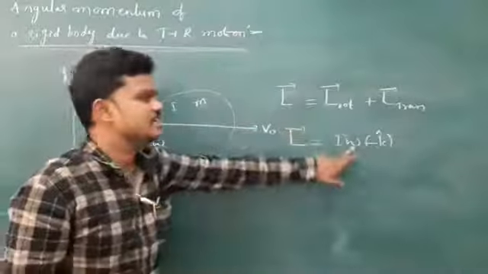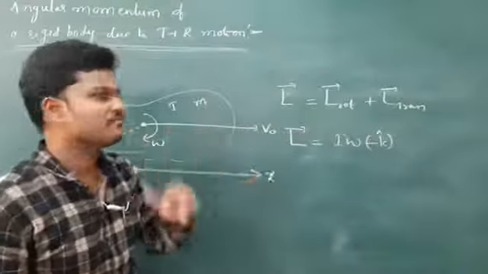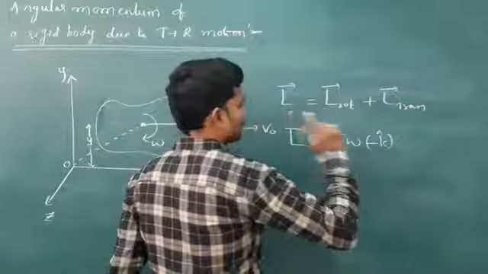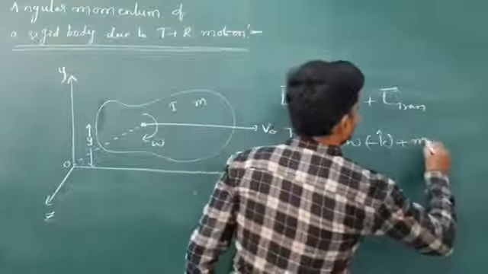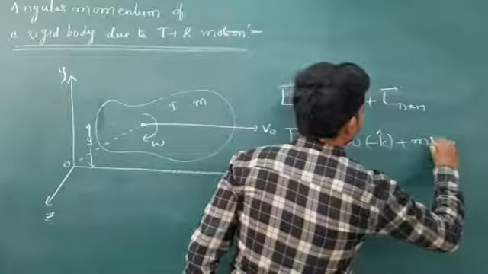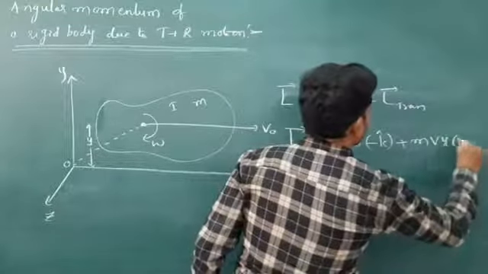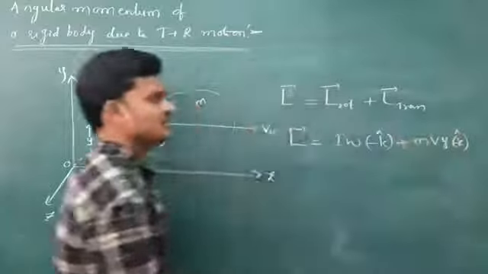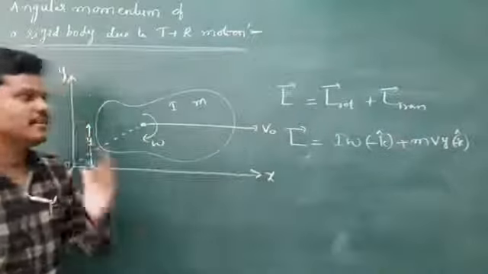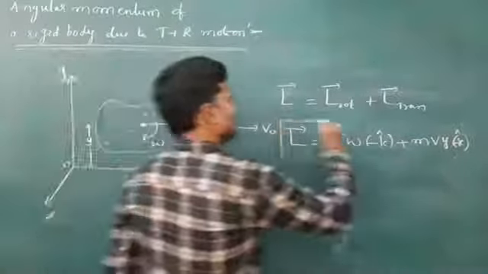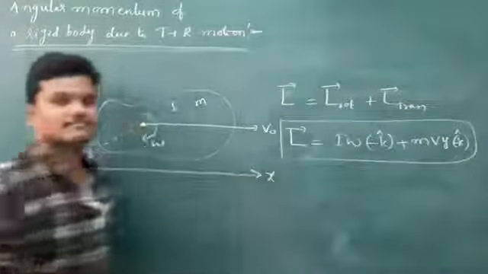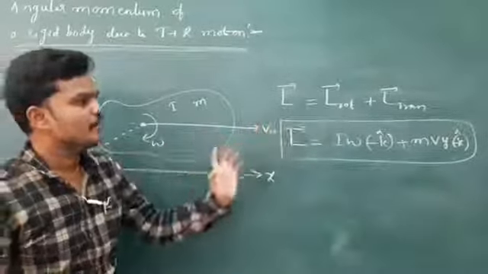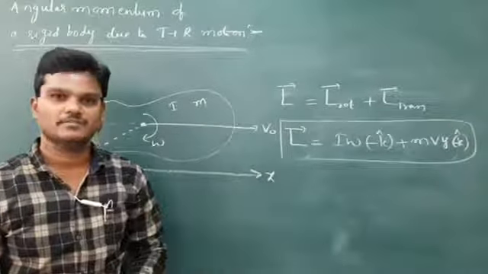Otherwise you can write this as L CM, CM nothing but center of mass. Angular momentum about its center of mass due to rotation. Due to translatory velocity, mvr, r is nothing but y, and I am writing minus k cap because of this rotation, I am taking vector symbol, so mvy. So this is the formula which is used to calculate angular momentum of a rigid body due to translatory motion and due to rotational motion.